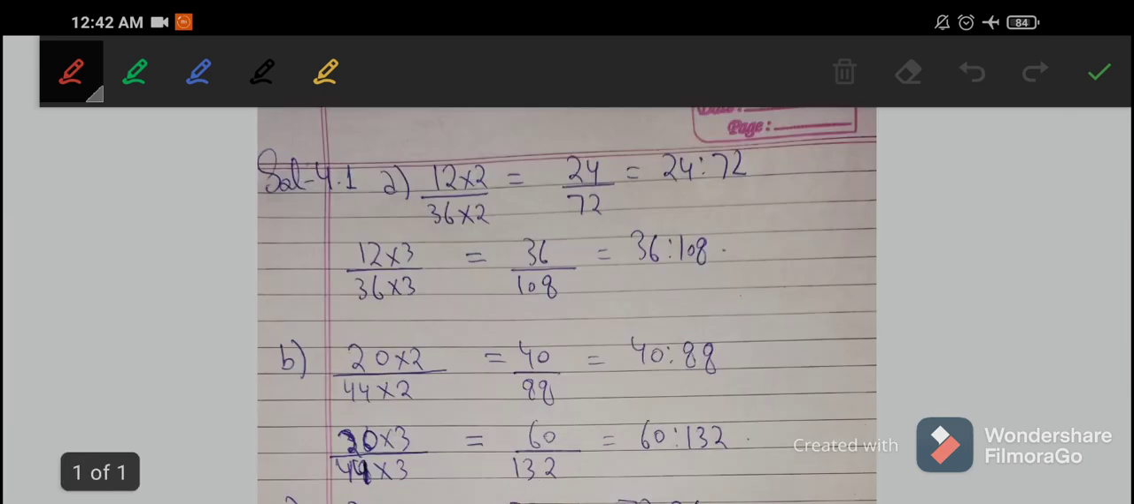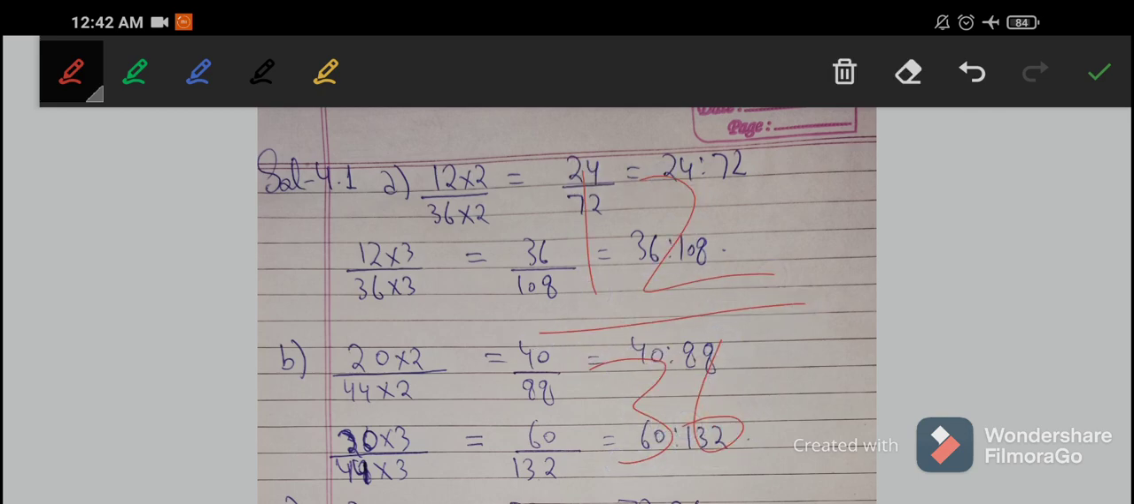So students, here is the solution for the 4.1 a part. Students, we are provided with the ratio 12 ratio 36. So students, whenever we want to find the equivalent ratios, we multiply both the numerator and denominator by the same number. Children, make one thing very clear in your mind, that whenever we are provided with a ratio like 12 ratio 36, this can be written as 12 in the numerator and 36 as the denominator. Okay, a ratio is also a fraction.